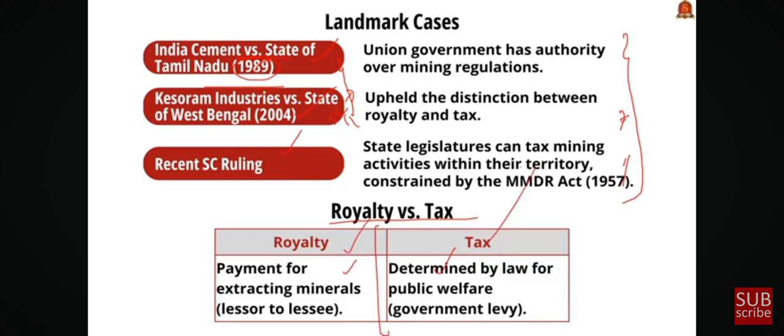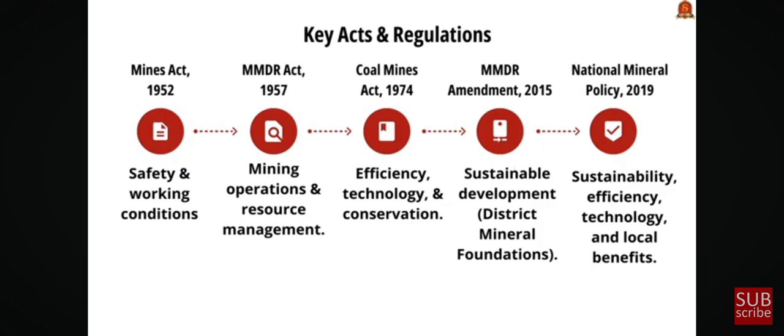Talking about mineral regulation in India, there are certain key acts that you have to remember. We shall see them one by one. The first important one is the Mines Act 1952. It is the primary legislation governing the Indian mines sector. Then the Mines and Minerals Development and Regulation Act 1957. This oversees mining operations and mineral resource management. Then the third one is the Coal Mines Conservation and Safety Act 1974. It was introduced to improve coal efficiency, technology and conservation of coal resources.